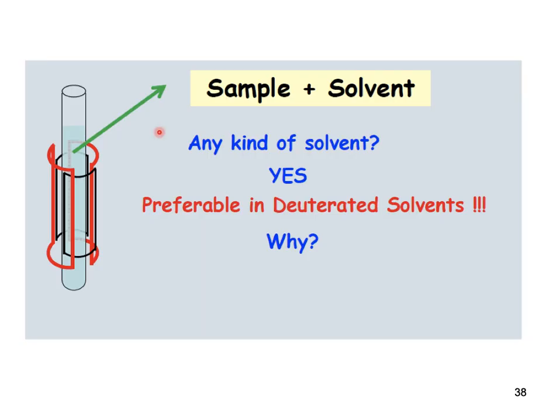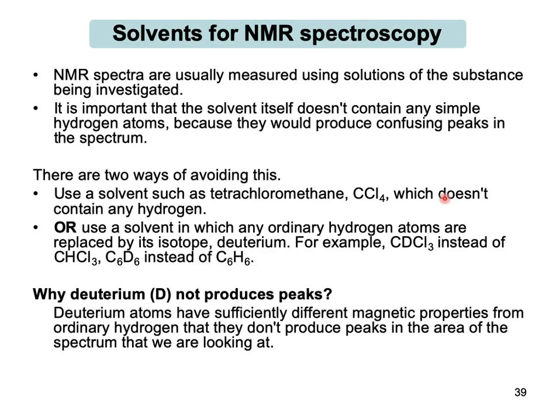So regarding the solvent in an NMR experiment, the sample is dissolved in a solvent. Do we use any kind of solvent? Yes, we use a solvent, and the most preferred solvent is the deuterated solvent. So what do we mean by a deuterated solvent? Most organic compounds are soluble in organic solvents. We use a solvent, but the solvent is a deuterated solvent.